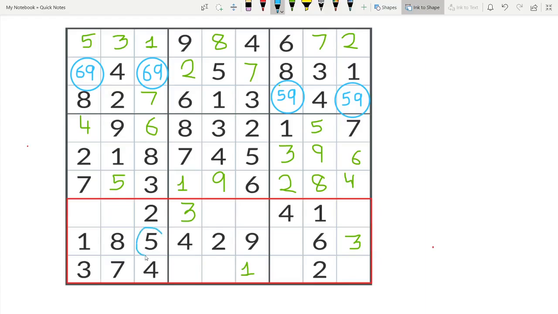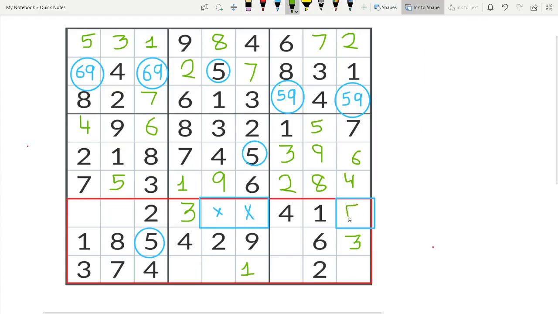I see number 5 for the middle row over here. So the possibilities for the top row can be either of these 2 cells or this one over here. But I see a number 5 in this column. So this cell is not an option. Another number 5 over here. So this cell is also not an option. So I can put number 5 for the top row over here.